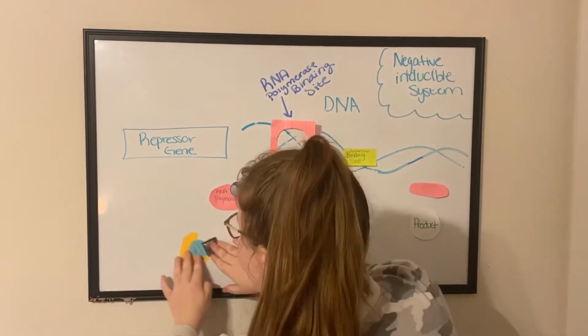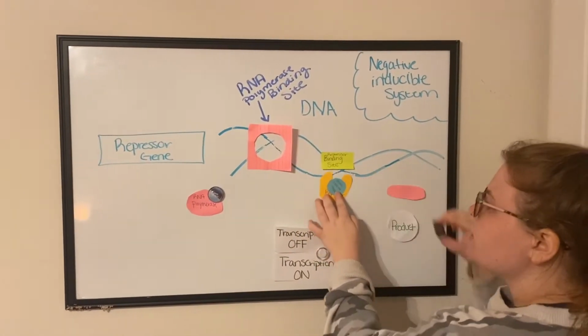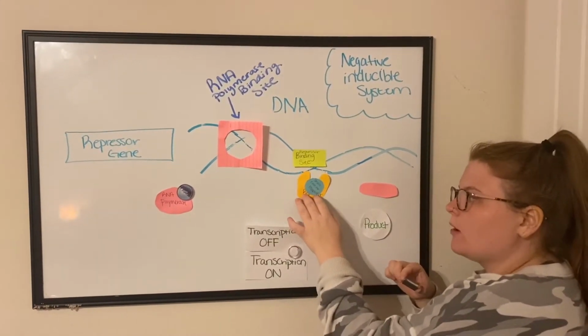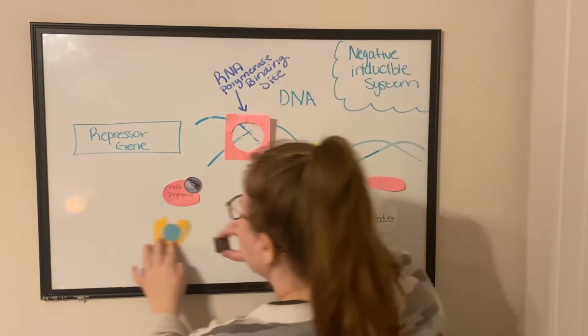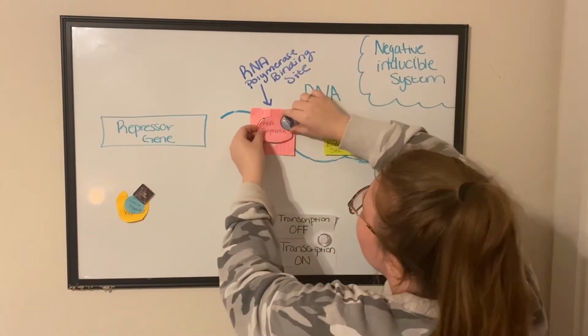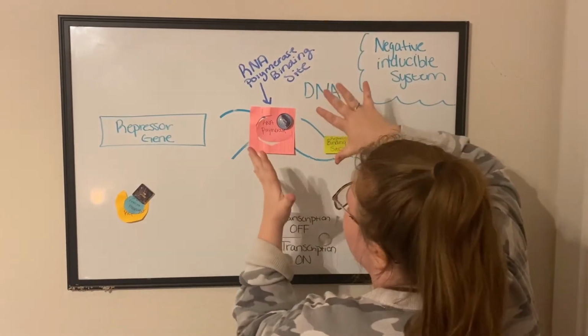Now, because of this, our repressor cannot bind to our repressor binding site because the small effector molecule is bound to the repressor. So it's going to hang out here, and our RNA polymerase is still going to come in and bind to the RNA polymerase site.